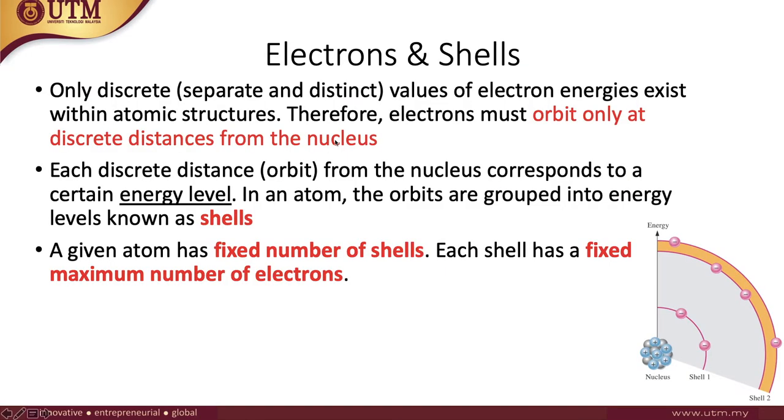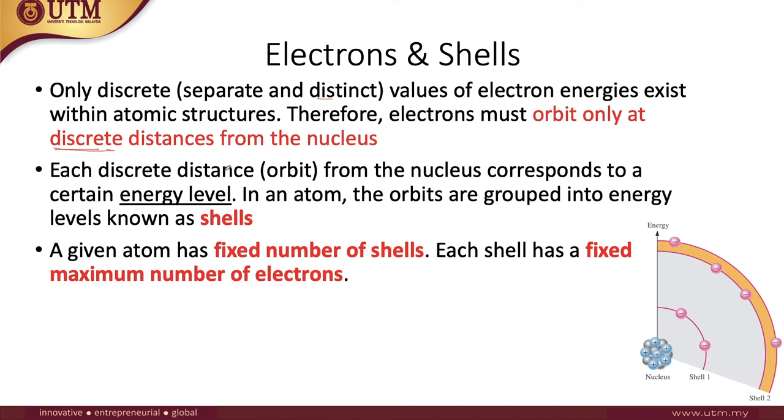So we're going to look into more details about electrons and shells. Only discrete, or separate and distinct, values of electron energies exist within an atomic structure. In each atomic structure, each electron has its own energy, and the distance between each electron and the nucleus depends on how much energy it has. Therefore electrons must orbit only at discrete distances. What is the meaning of discrete? At separate and specific distances from the nucleus.